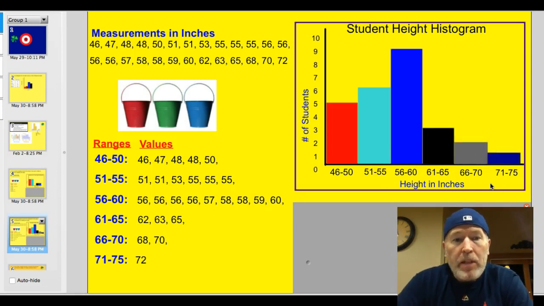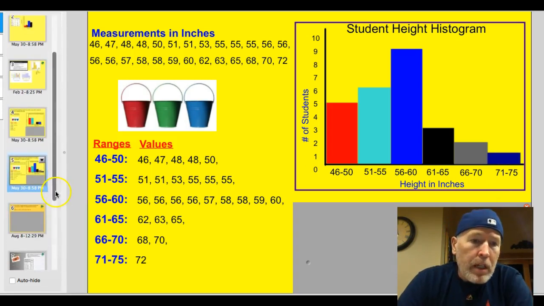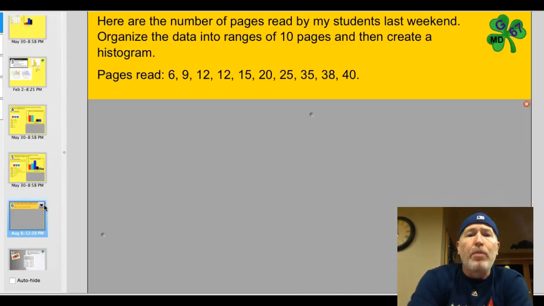Okay? Time for you to try one. Go ahead. I made it pretty simple. Here are the number of pages read by my students last week. Organize the data into ranges of 10 pages and then create a histogram. I gave you the range there so that your histogram will look like mine. Go ahead and pause the video.